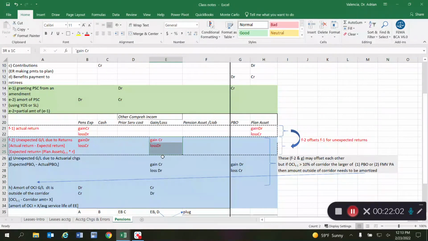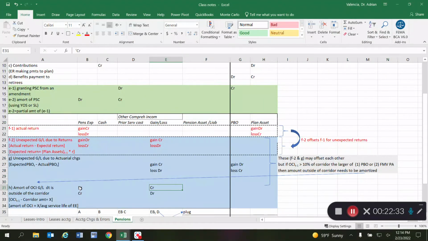Over time, these balances can offset each other, and it's not an issue, because the balance in gain or loss of OCI never goes above this 10% of something. But if at the beginning of each period you test it and say, let's see what this balance is, and the balance is greater than 10% of some amount, then during that period you're going to need to start amortizing some of it out into pension expense.